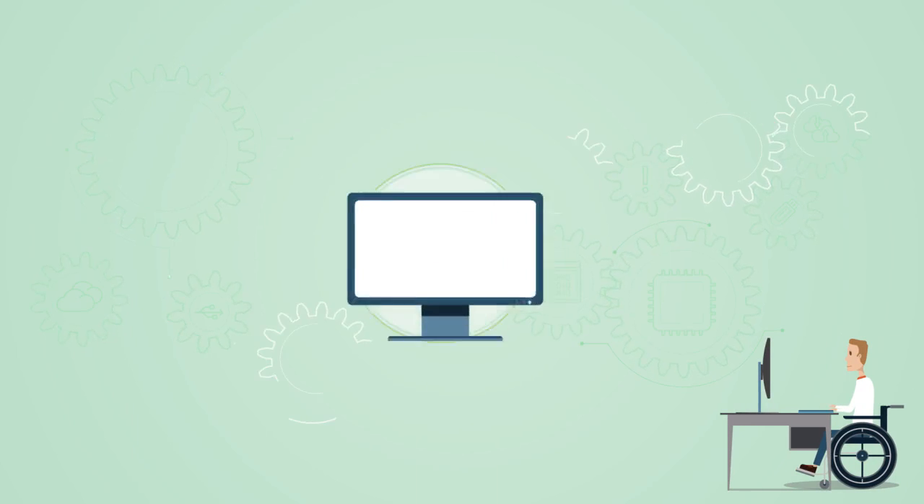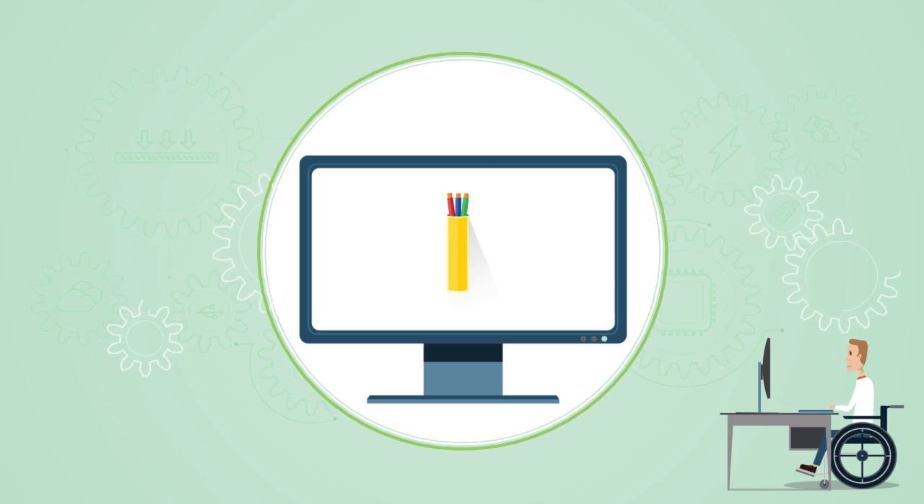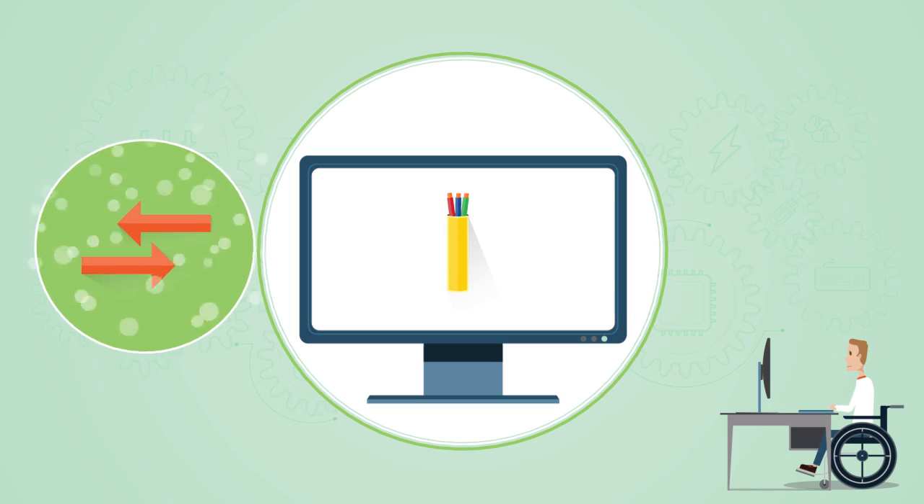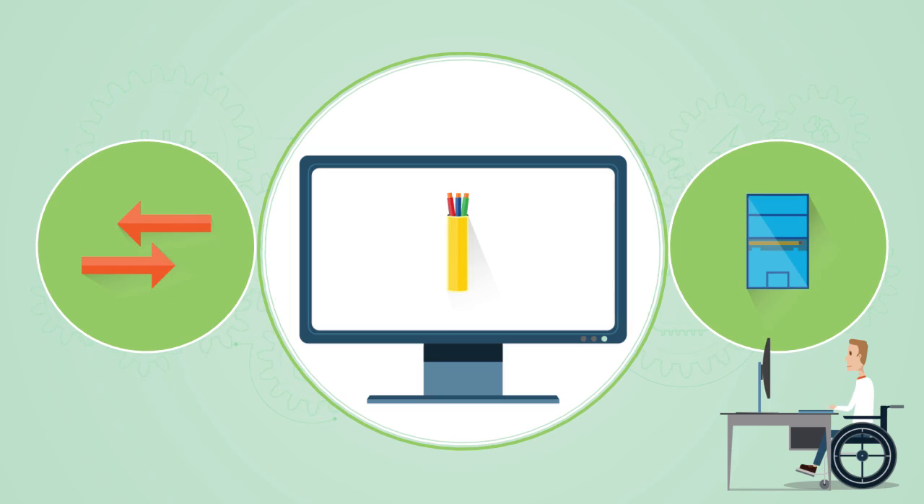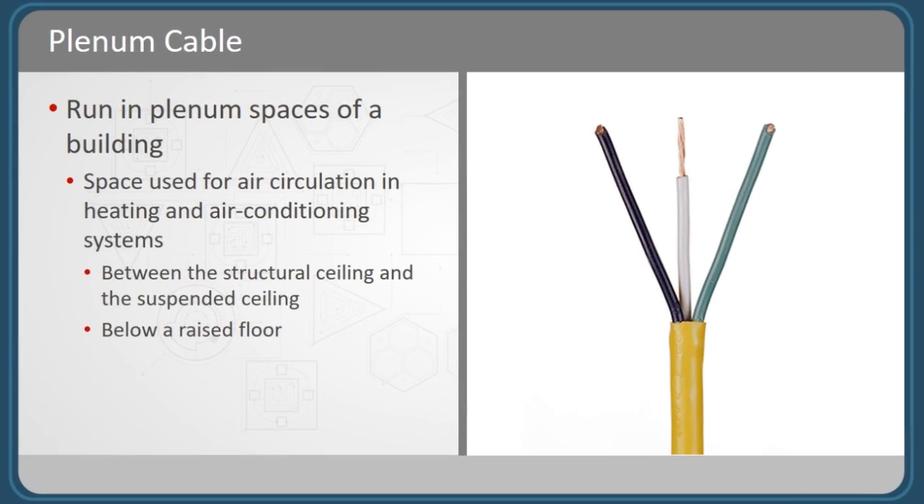In this presentation, we'll take a look at what's known as plenum cable, which is a characteristic that has nothing to do with its data transfer rate or its distance, but rather where it is physically installed. It is actually run through what's known as the plenum spaces of a building. And this is the space used for air conditioning and HVAC systems and for effectively running all of the cabling in something like an office building.